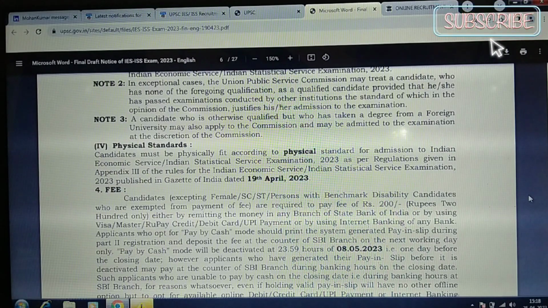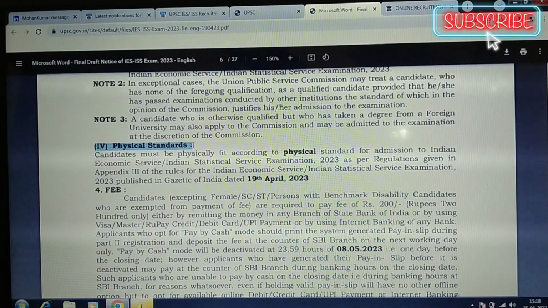Here you have to see the educational qualification and also the physical standards. A candidate must be physically fit. So here it is very important. Physical standards are very important for the selection process. Yes, the fourth option is physical standards.